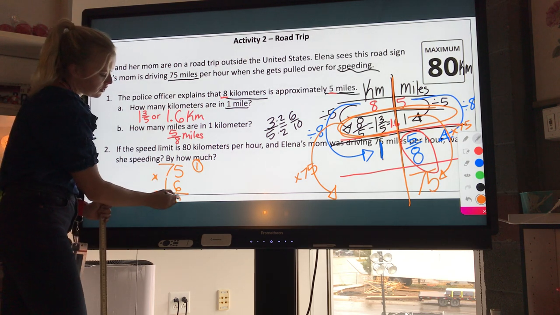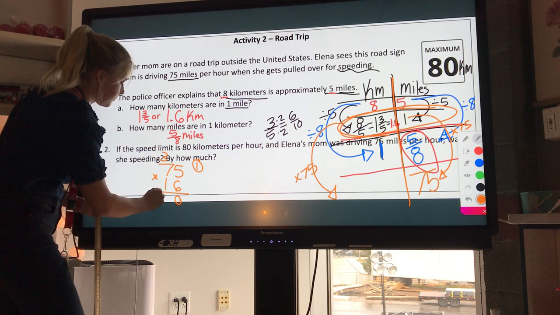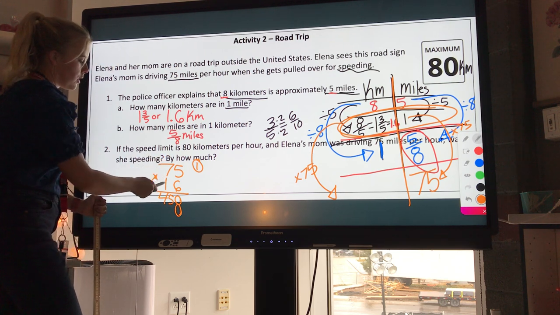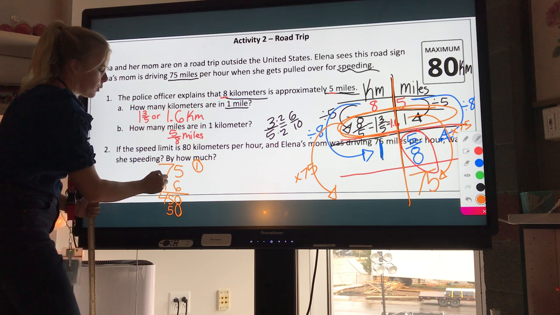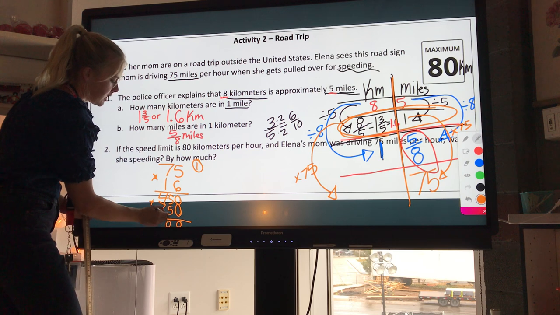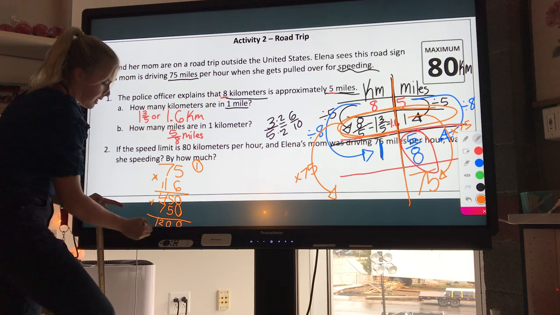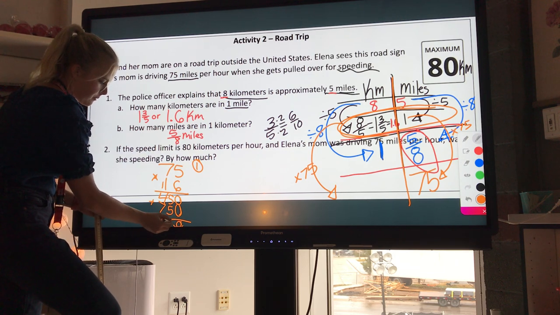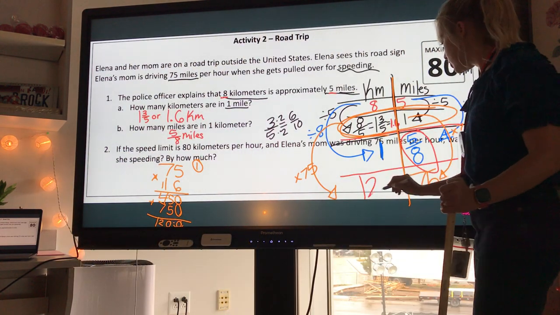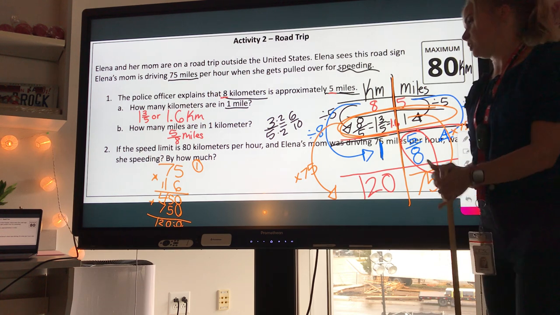Okay, 6 times 5 is 30. 6 times 7 is 42. Plus 3 is 45. Then I add a 0 for a placeholder. 1 times 5, 1 times 7. And then we add. Add in 0, 5 plus 5 is 10. 4 plus 7 is 11, plus 1 is 12. And then I'm going to put one number after the decimal point. So here's my answer. That means 120 kilometers per hour is the same as 75 miles per hour. So yikes, she was very much speeding.